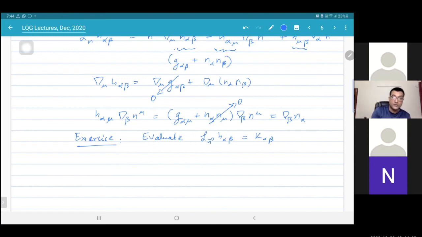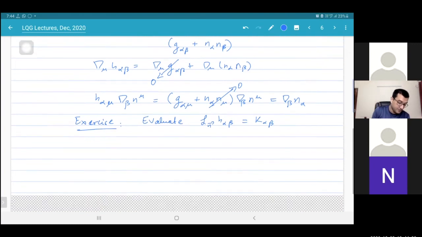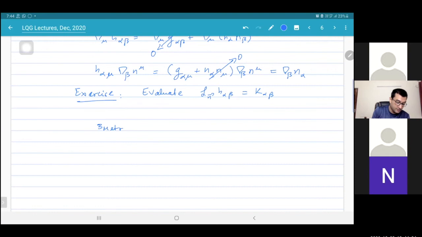Okay, so what is the point of all this? We have defined the intrinsic metric, which is H_alpha beta. We have defined the covariant derivative.